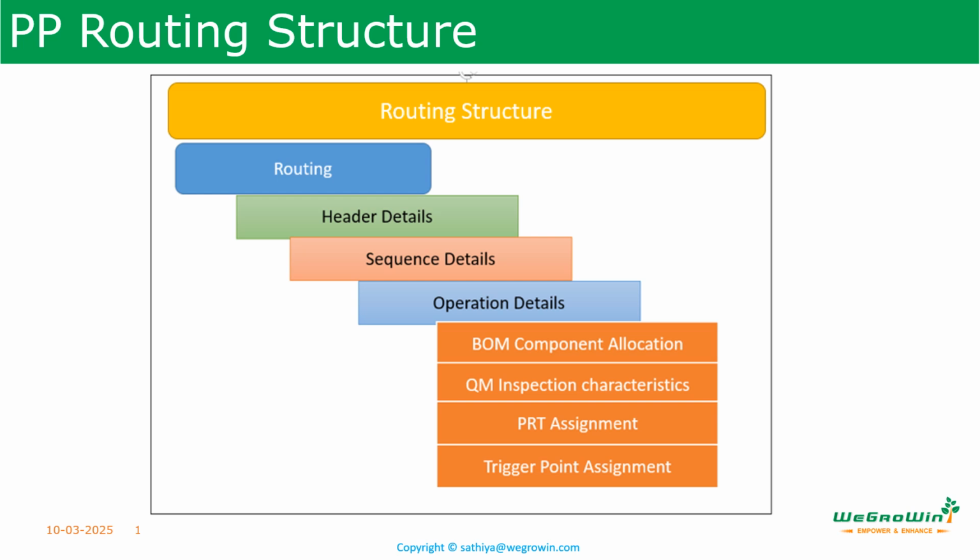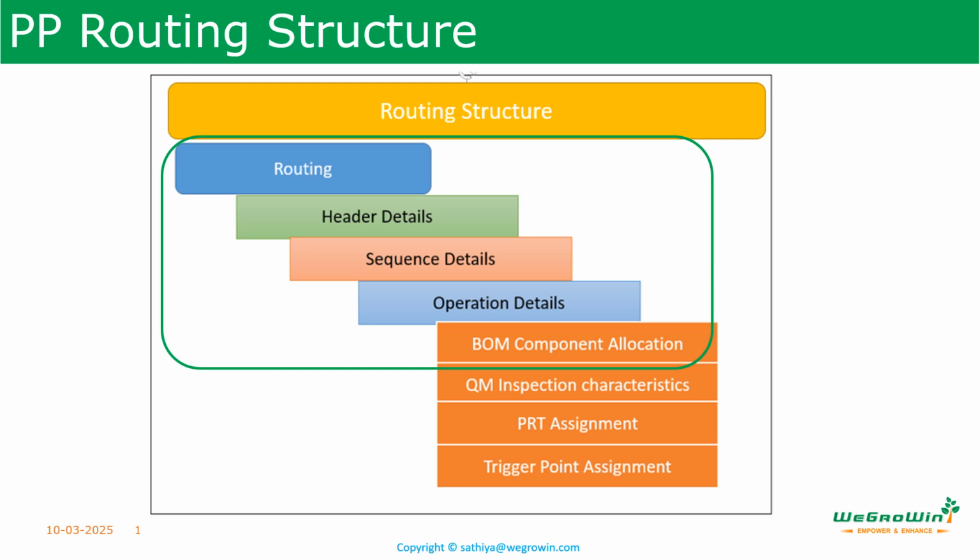And SAP production planning has different levels. The SAP PP routing has different levels in the structure, which have a header, and then you have the header details, sequence details, operation details, and then you have the BoM component allocations. In this course, we will be discussing header, sequence, and operation details and BoM components.